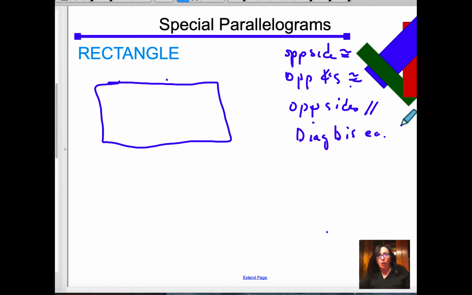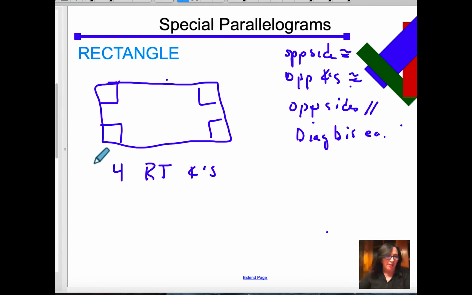And so those are 4 things that we already know. In addition to those 4 things, what other characteristics would you say that a rectangle would have? Okay, so I would say we know that a rectangle has 4 right angles. So we have 4 right angles. So that's one extra one in addition to all of these.